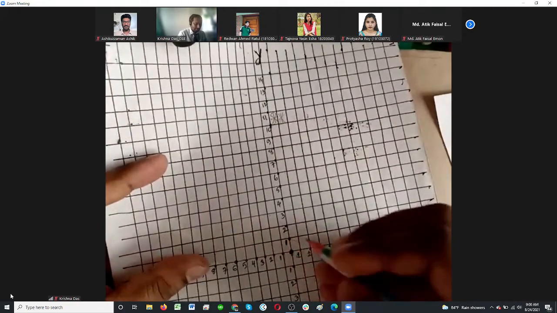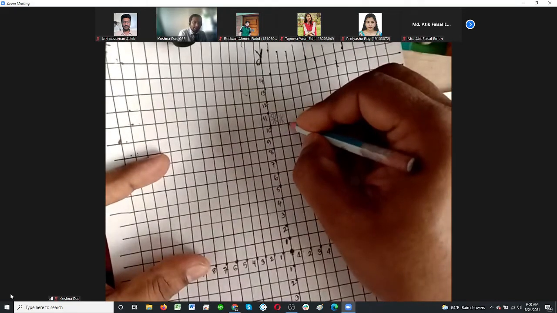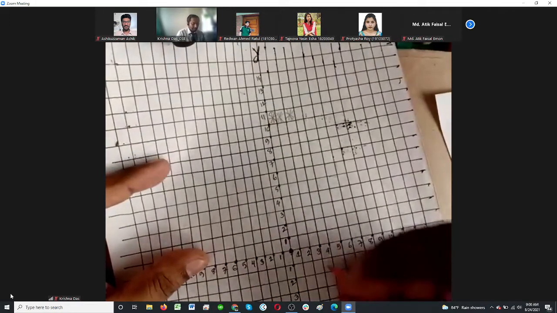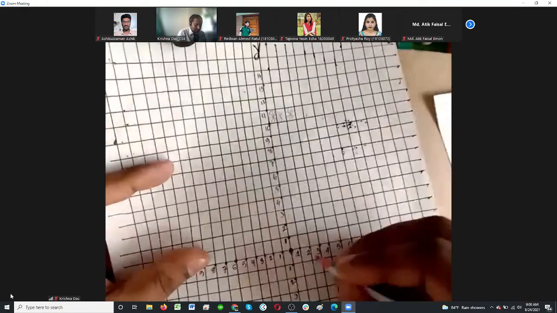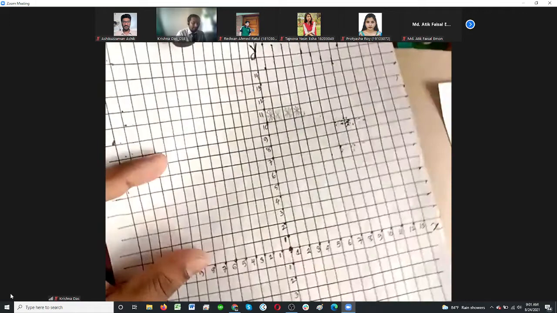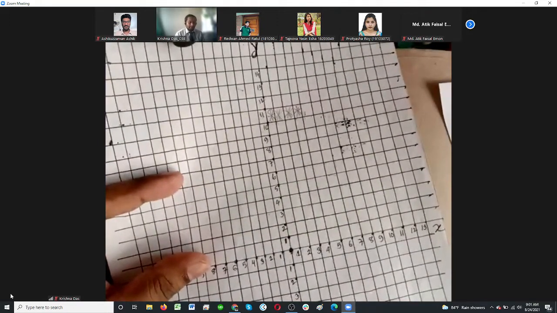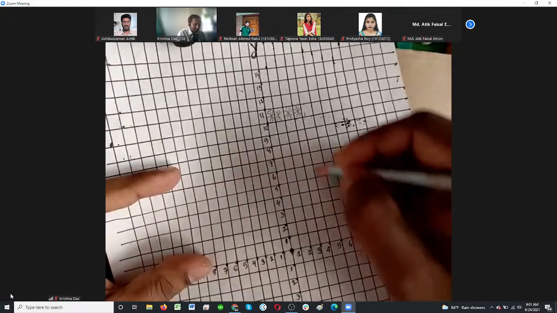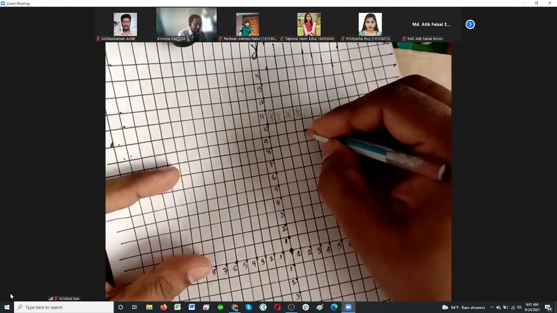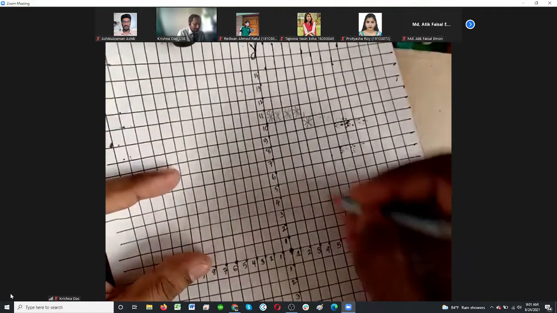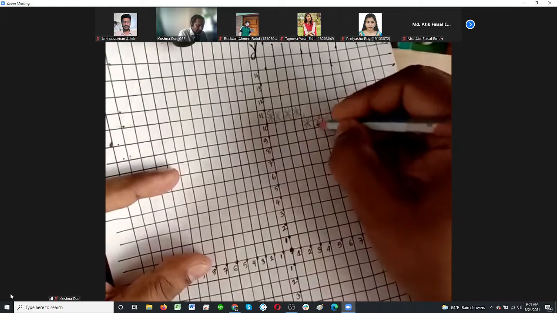2, 10, so the point is this one, so the pixel should be this one. 3, 10, this is 3 and the 10 is this one, so 3, 10 is this one. Then after 3, 10 we have 4, 9 and 5, 9. So the 4 is here and 9 is this one, so the pixel should be this one. And 5, 9 is this point, and the pixel should be this one.